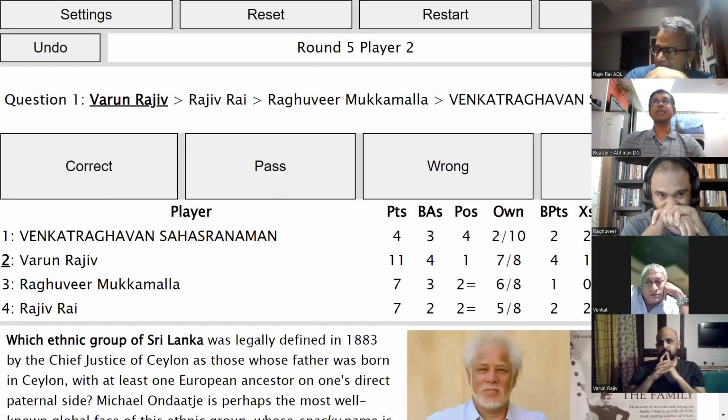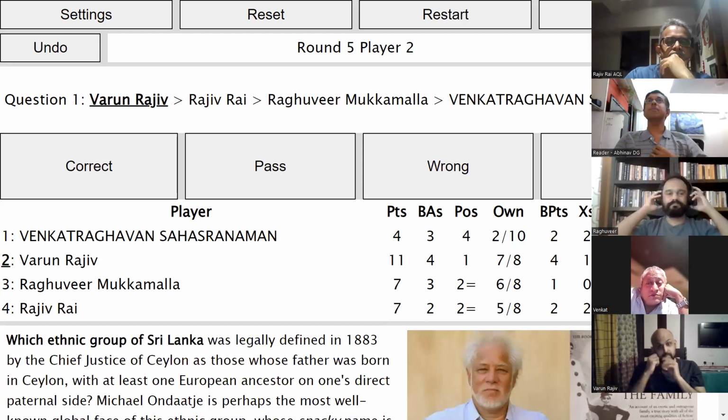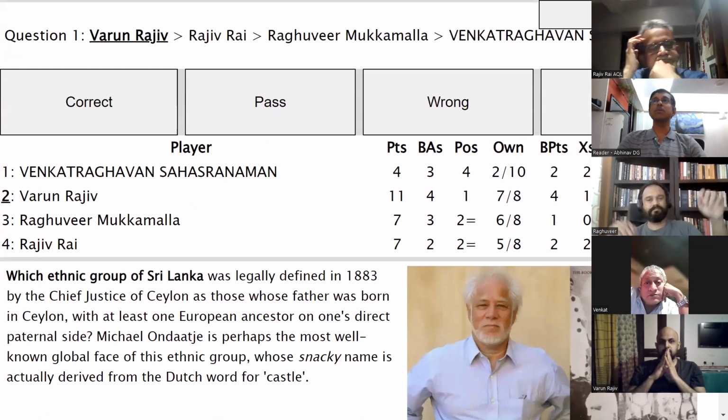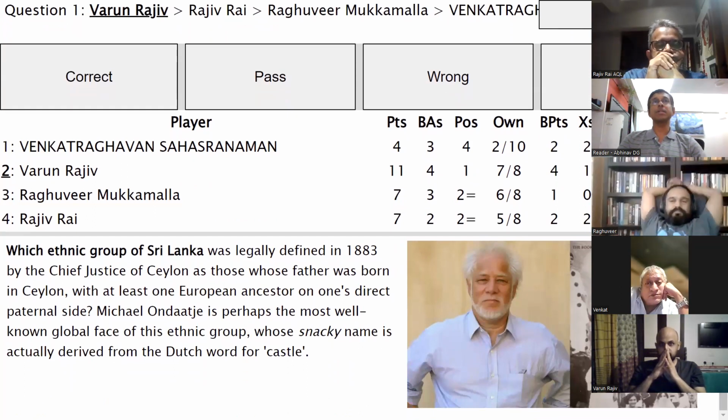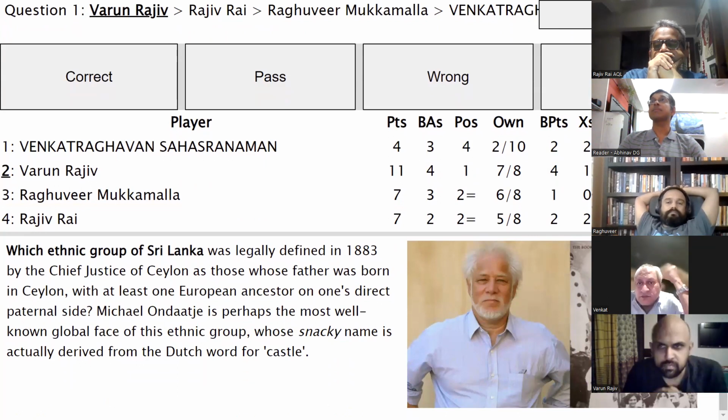And Varun, your 2 directs coming up. Which ethnic group of Sri Lanka was legally defined in 1883 by the Chief Justice of Ceylon as those whose father was born in Ceylon with at least one European ancestor on one's direct paternal side? Michael Ondaatje is perhaps the most well-known global face of this ethnic group, whose snacky name is actually derived from the Dutch word for castle.